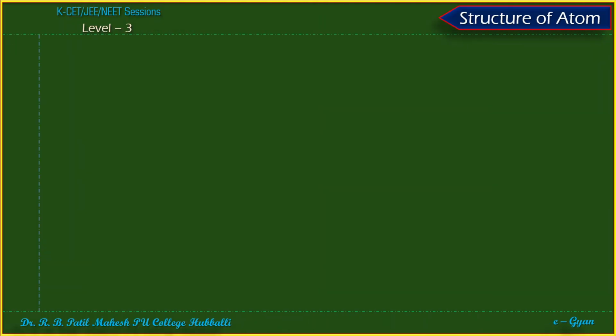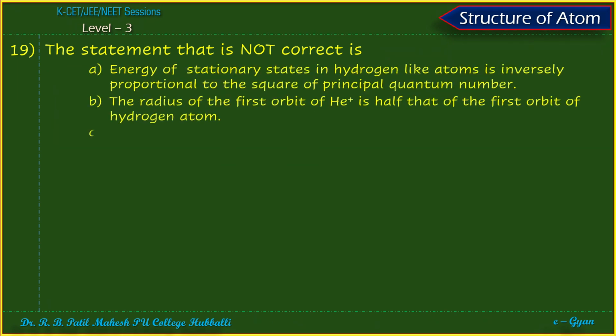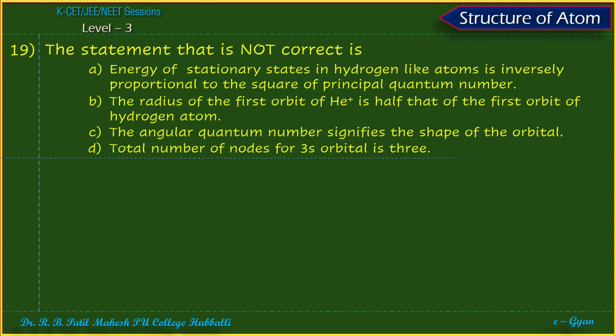Moving to the next question. Question number 19. The statement that is not correct: energy of a stationary state in a hydrogen-like atom is inversely proportional to the square of the principal quantum number. So the energy of the nth orbit is equal to minus RH Z square divided by N square, where RH and Z are constant. Therefore, the energy of the nth orbit is inversely proportional to the square of the principal quantum number. The first option given is correct, but we need to identify which is not correct.